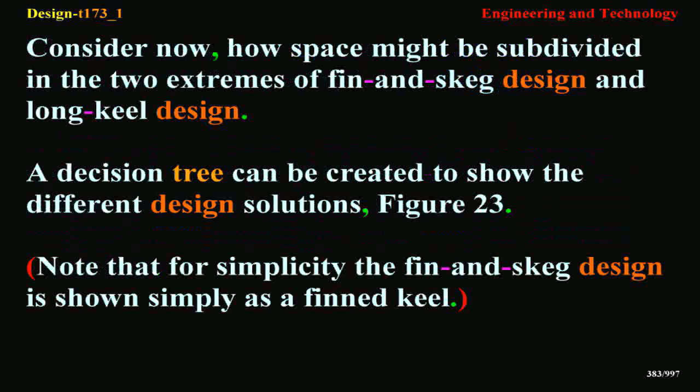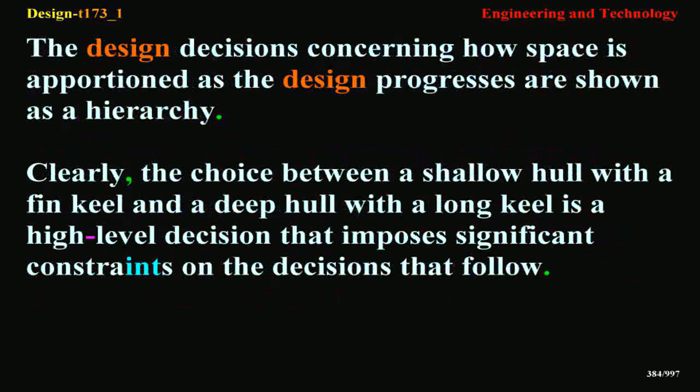A decision tree can be created to show the different design solutions. Figure 23. Note that for simplicity the fin and skeg design is shown simply as a fin keel. The design decisions concerning how space is apportioned as the design progresses are shown as a hierarchy. Clearly, the choice between a shallow hull with a fin keel and a deep hull with a long keel is a high-level decision that imposes significant constraints on the decisions that follow.